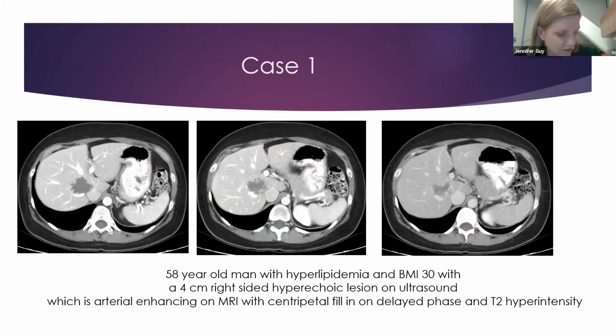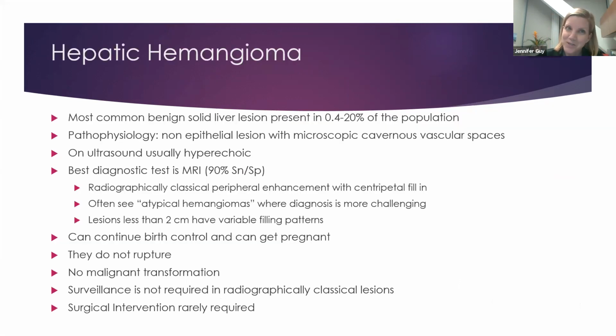So we're going to do cases just like what Dr. Mehta did. The first case is a 58-year-old gentleman with hyperlipidemia and a BMI of 30. He had a 4-centimeter hyperechoic lesion on ultrasound, and this was followed up with an MRI, as you can see here. It's arterially enhancing, and as you go through subsequent phases, you can see that there's central fill-in to the final panel on the right. I don't have a panel for T2, but you would see that it was T2 hyperintense. And so the diagnosis of this, and I'll pause so you can say it in your head, is hepatic hemangioma.